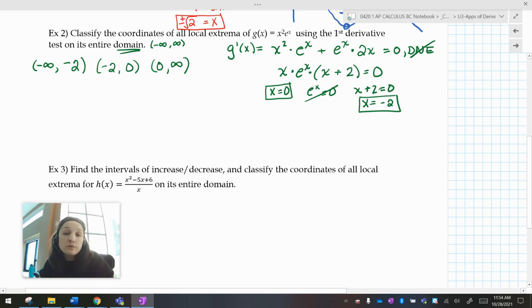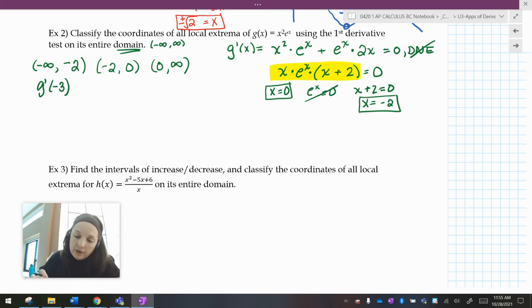Here are my three intervals of increase and or decrease. And now I need to figure out g prime at each of those places. G prime of, let's say, negative 3. Now, I could plug negative 3 into here to find G prime, or better yet, I could plug -3 into here. I'm going to do that second one.